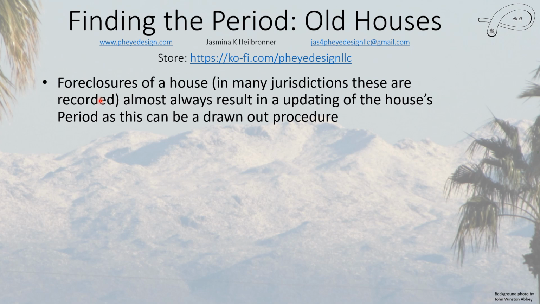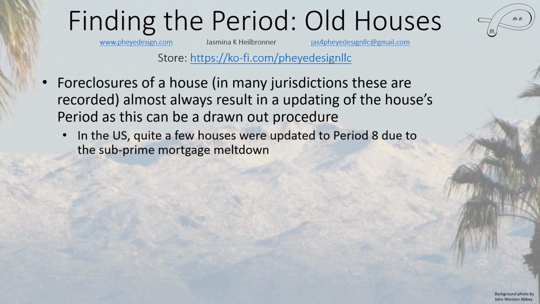Now, a foreclosure of a house, and in many jurisdictions this will be recorded, almost always results in an updating of the house's period, because this is usually a relatively drawn out procedure. Now, in the US, quite a few houses were updated to period 8 due to the subprime mortgage meltdown. If you know all about this or don't want to hear about it, you can skip ahead a few slides. But most people never really understood this, and so I thought I'd give a little brief explanation.